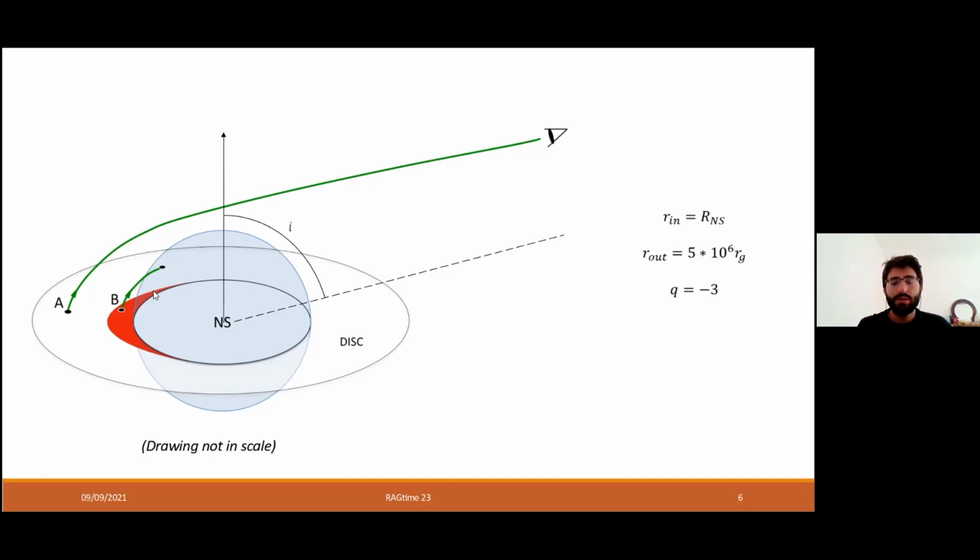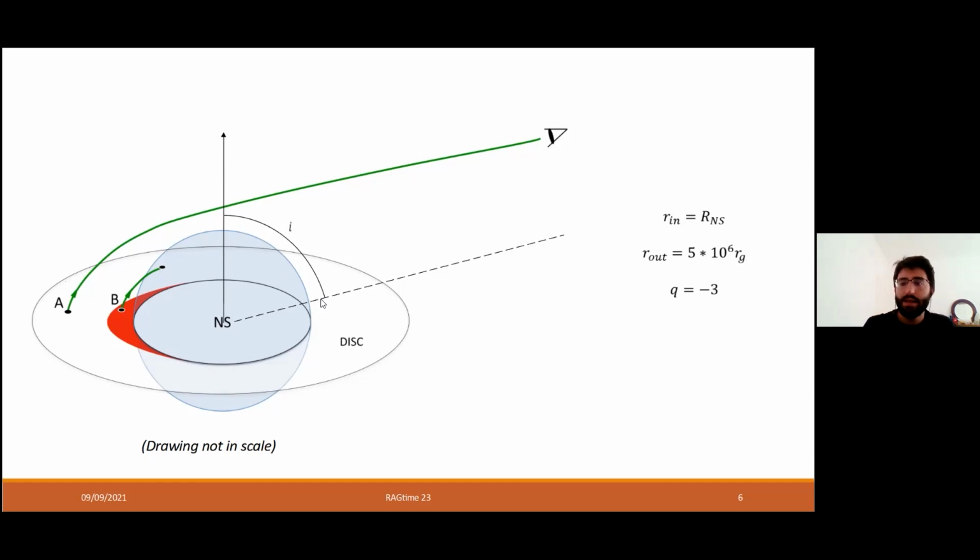So what you can do is develop a code that tells you which areas of the disk will be occulted for a certain configuration. So for a certain pair of, I don't know, inner disk radii and inclinations, and of course neutron star radii.